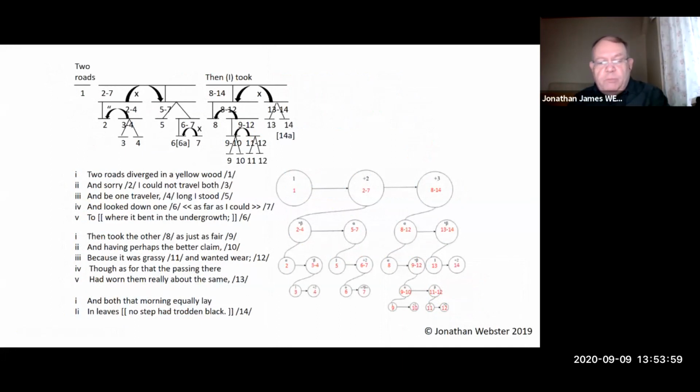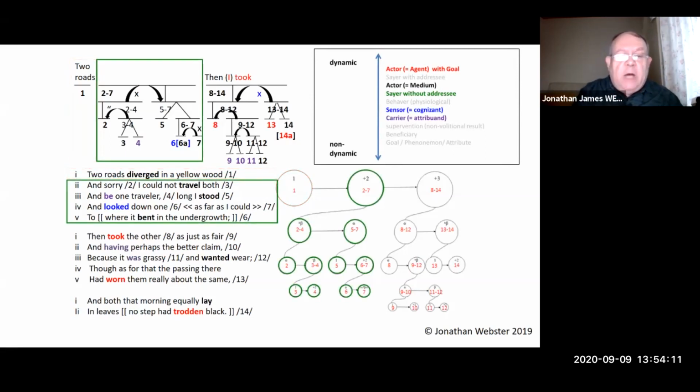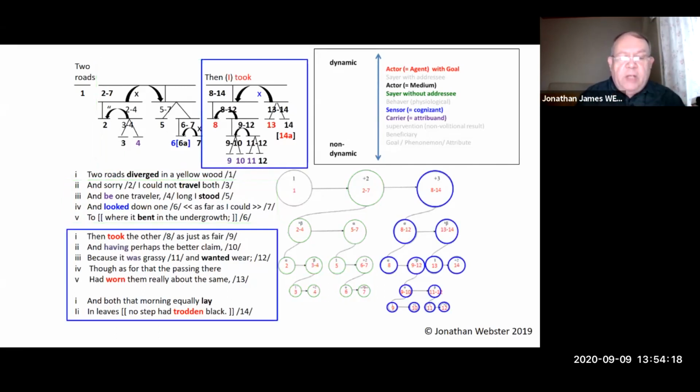Hassan mapped out the structuring here, and I'm not going to go into all the detail of her mapping and how she mapped it, but you'll notice the two roads diverged in a yellow wood. It breaks down into, you have two roads diverged in a yellow wood. Then you have a second part. And then you have a third part. Now that's in the first half.